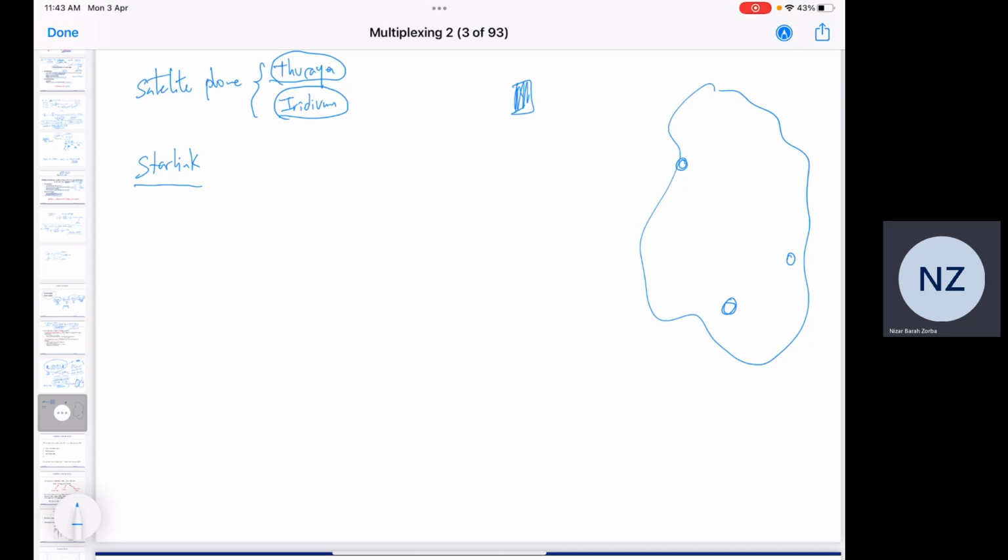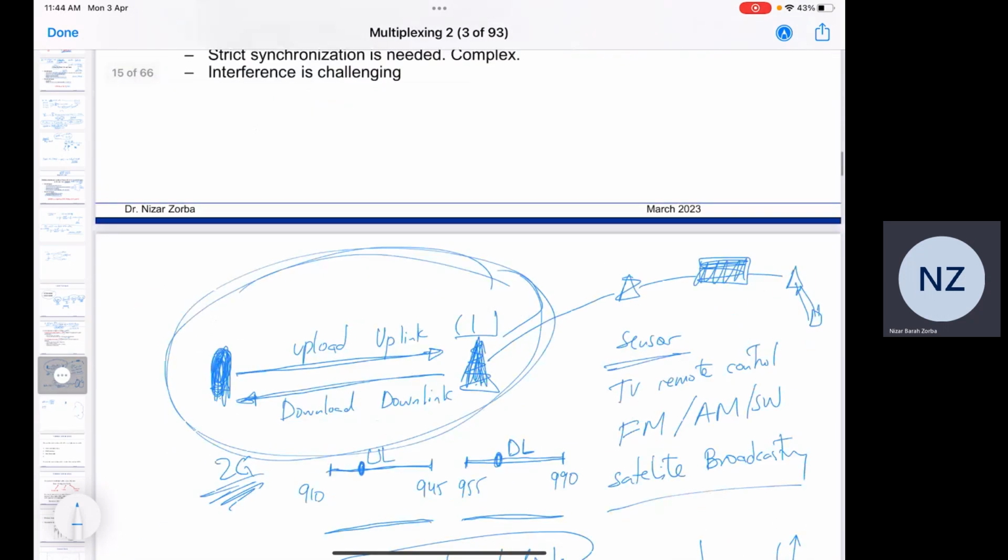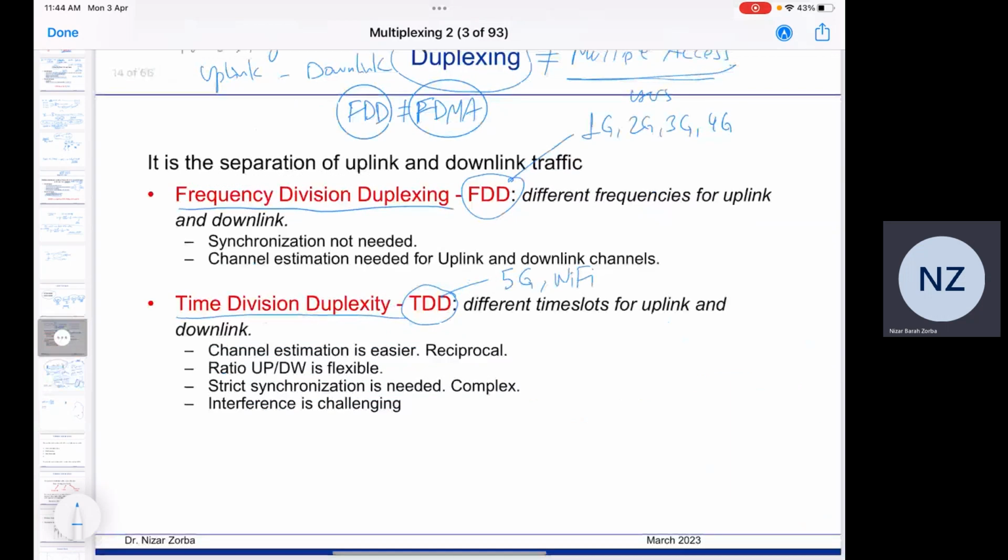Muhammad, do you follow us? Questions? Okay, good. So going back to our topic. Here, FDD will guarantee that you have a connection that is not unidirectional. It is bidirectional. So you have a frequency for uplink and a frequency for downlink.